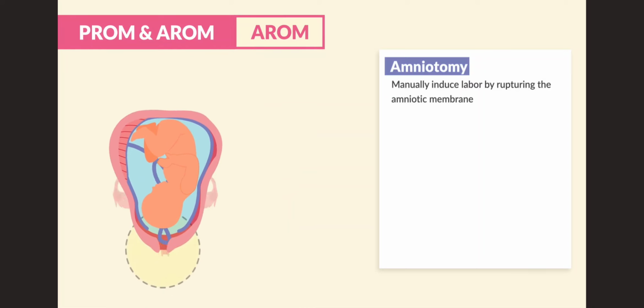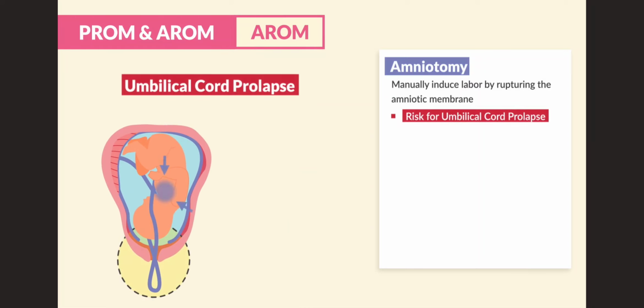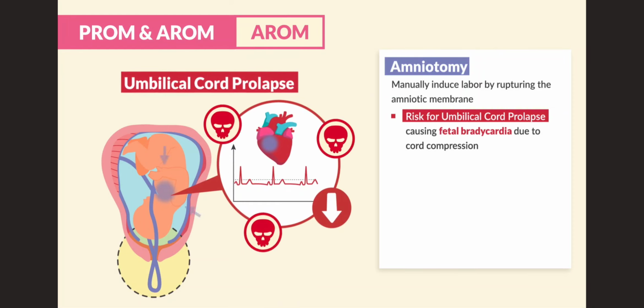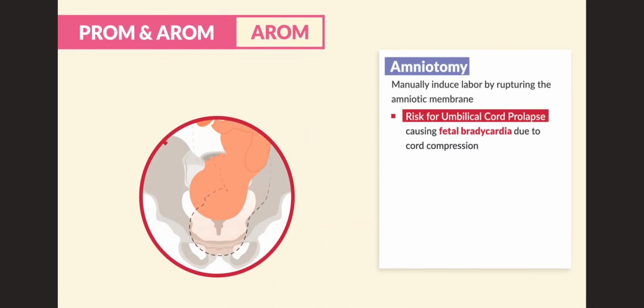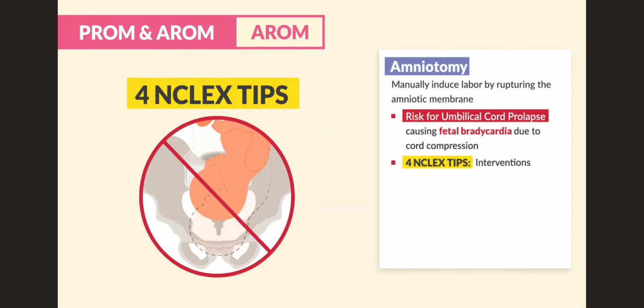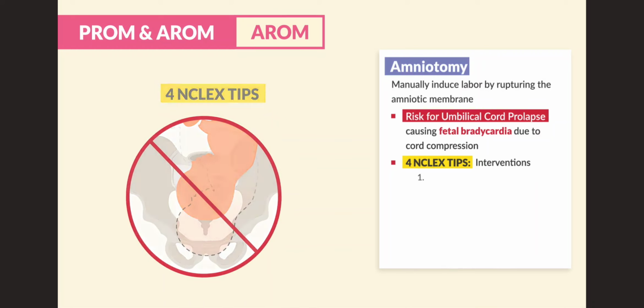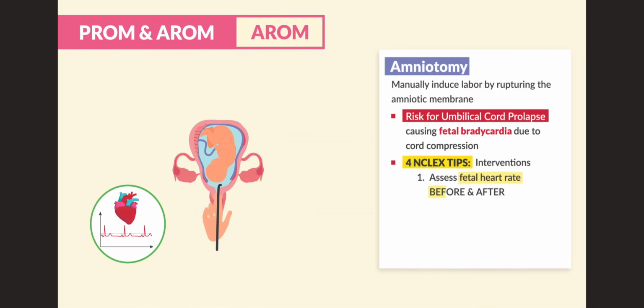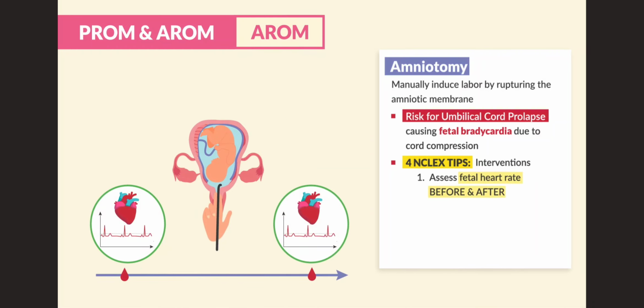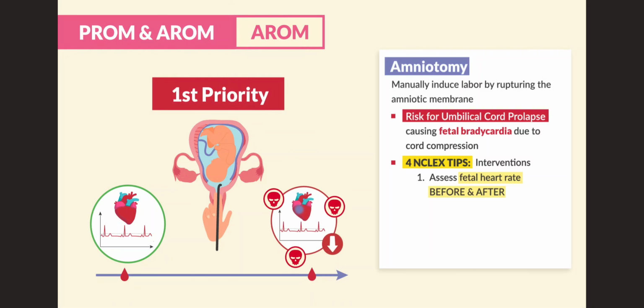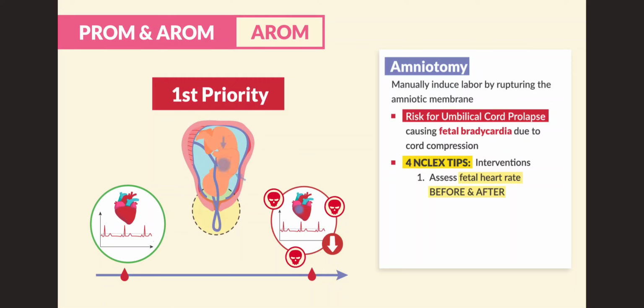Now this causes a huge risk for umbilical cord prolapse, which results in causing fetal bradycardia due to cord compression if the fetal head is not engaged in the pelvis. So please be sure to write down these 4 key interventions and big NCLEX tips. Number 1, assess the fetal heart rate before and after. This is always the first priority, as fetal bradycardia may indicate deadly cord prolapse.